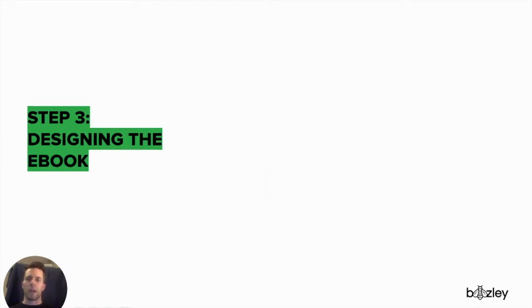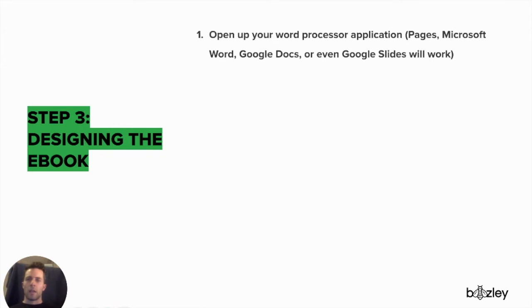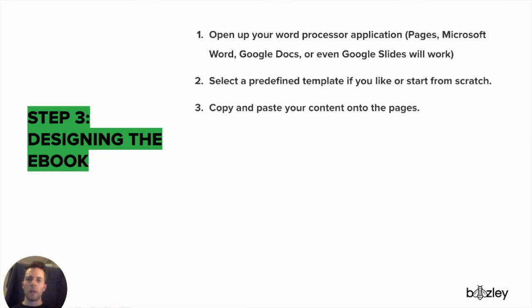Step 3 is about designing your ebook. This step is about opening your word processor application. So if you're already using Pages or Word, for example, and you want to continue designing your ebook with that, by all means continue using that. But otherwise, jump into the word processor of choice, and then select a predefined template, or you can start from scratch, whatever you choose. Next is about copying and pasting your content onto the pages of that template.